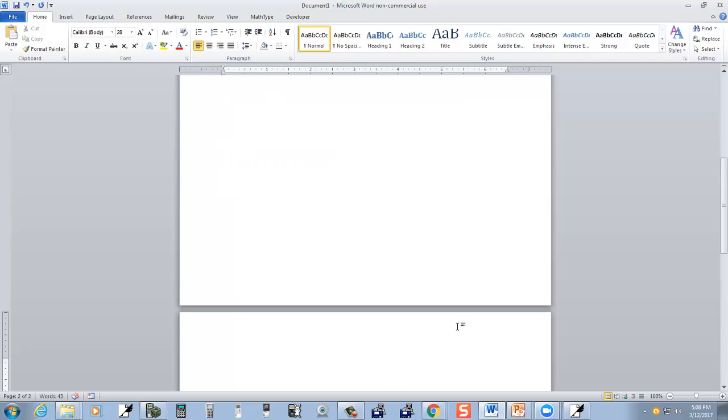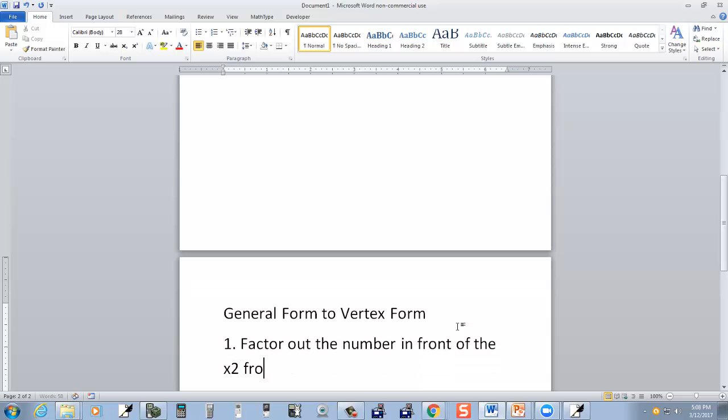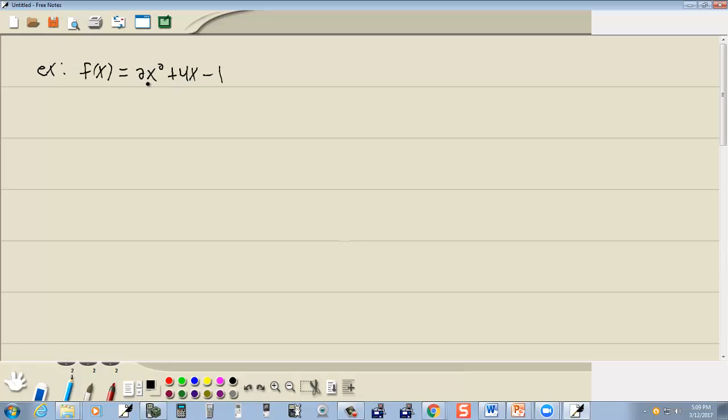This is still quadratic functions. This is going from what's referred to as general form to your vertex form, or standard form. Our first step, we're going to factor out the number in front of the x squared from the first two terms. This is assuming it's in standard form. What we mean by that is we look at our first two terms here. We're going to factor out the number that's in front of the x squared. So we'll factor out a 2. And that gives us x squared plus 2x minus 1.